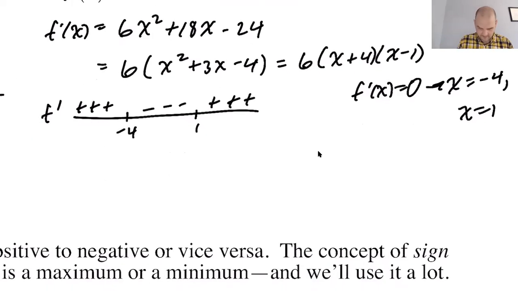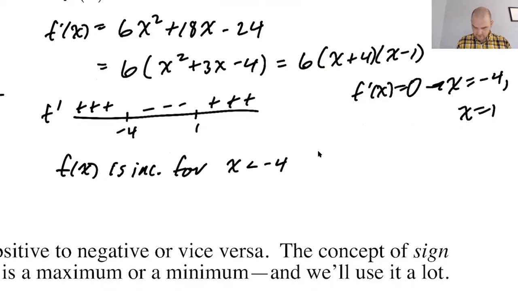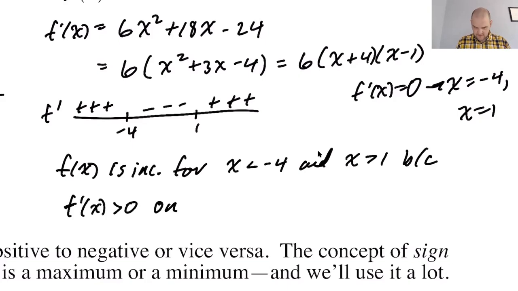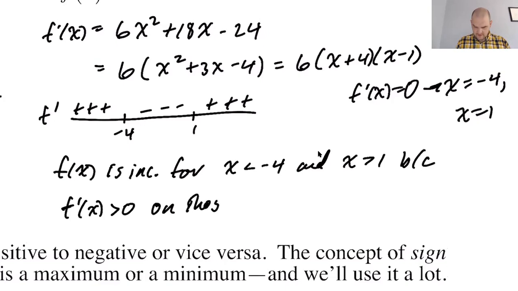So here I'll say f of x is increasing for x less than -4 and x greater than 1, because f prime of x is greater than 0 on those intervals.